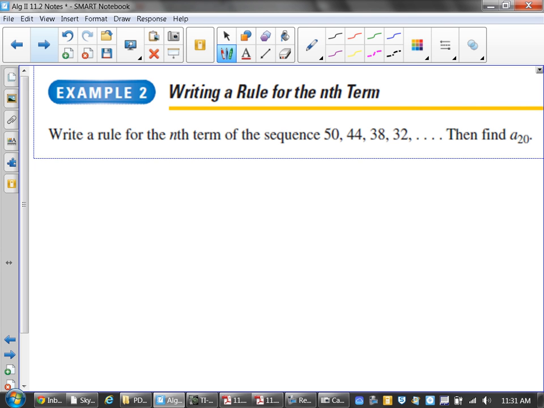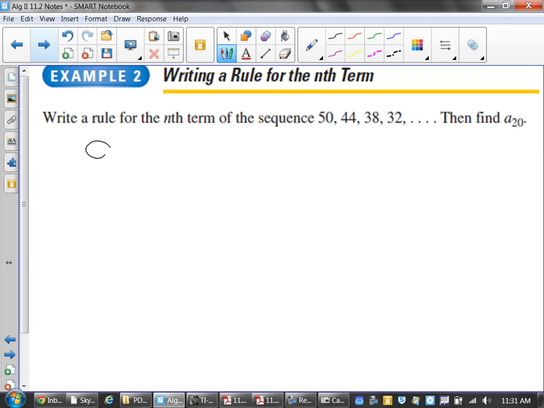In this case here, you're given the sequence. You want to write the rule for the nth term of the sequence. The sequence goes 50, 44, 38, 32. It told you up front that it's arithmetic, so we know that it's going to be arithmetic. What's your common difference? Minus 6. Good. So we start out by writing out the rule and filling in the blanks. Your first term is 50, and your common difference is negative 6.